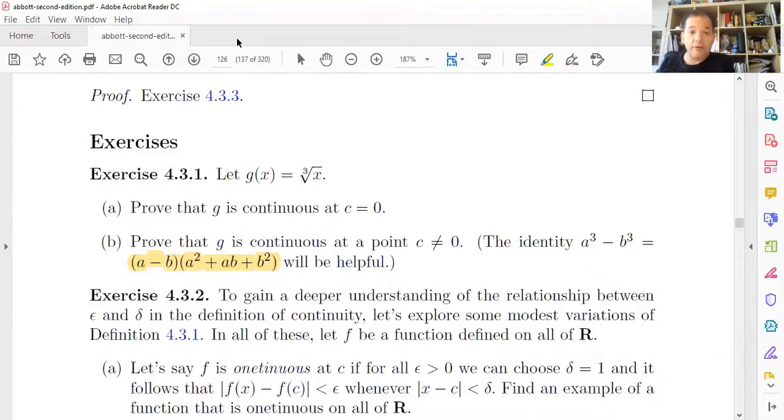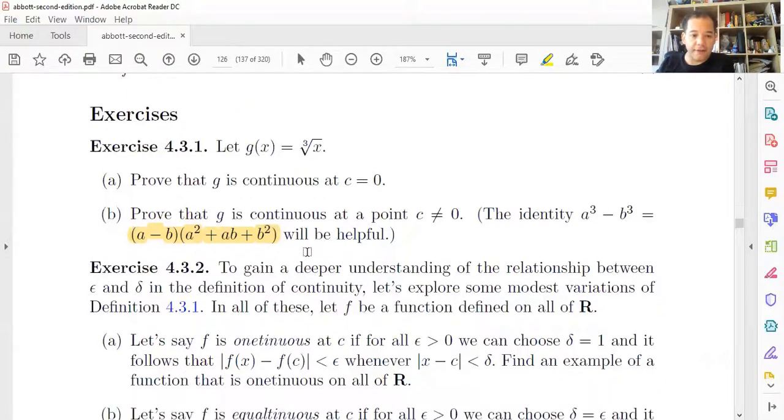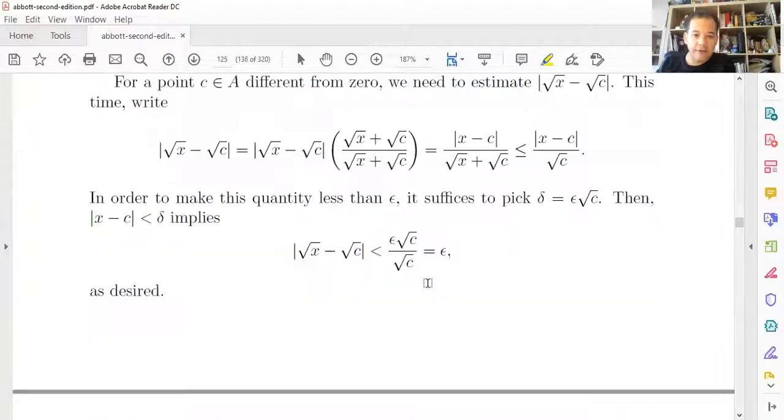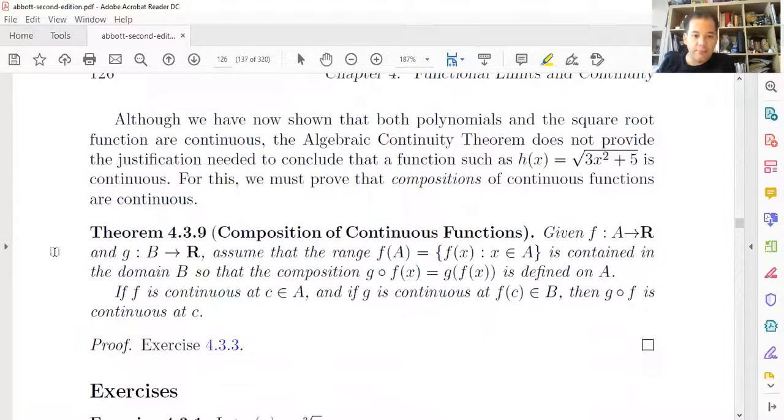Let's get to this next theorem, which is also left as an exercise, right here. 4.3.3, it says supply a proof of theorem 4.3.9. So I'm gonna do that right now. In a sense, I'm gonna do a little bit of your homework. I'm gonna do part A, but I'm gonna leave part B for you to do. So I want you to still do the proof of that theorem using sequences, all right? But I'll do it with epsilons and deltas. And here is the theorem. So since I have this already here, let's just put the theorem right here.